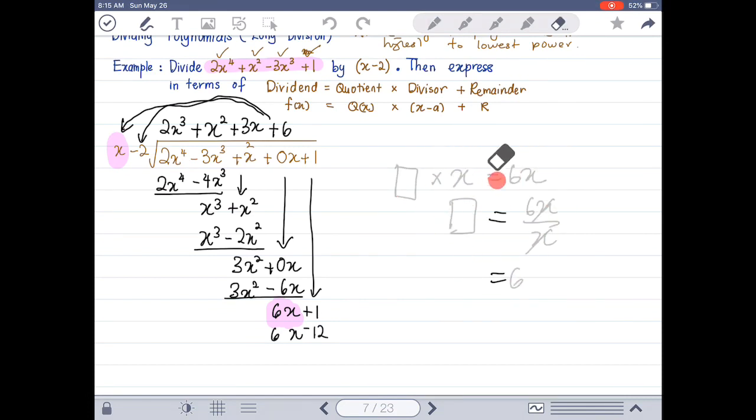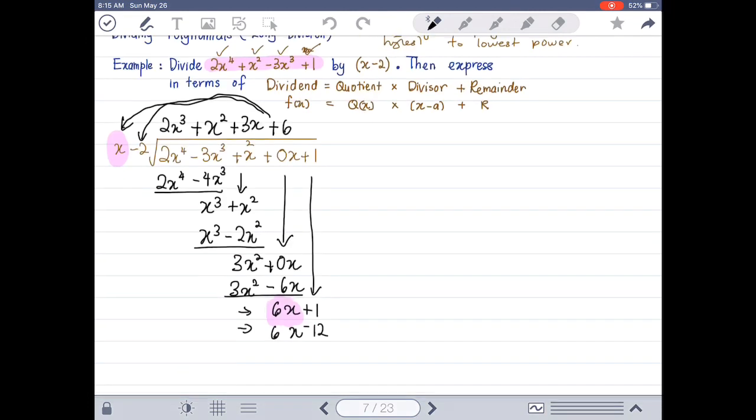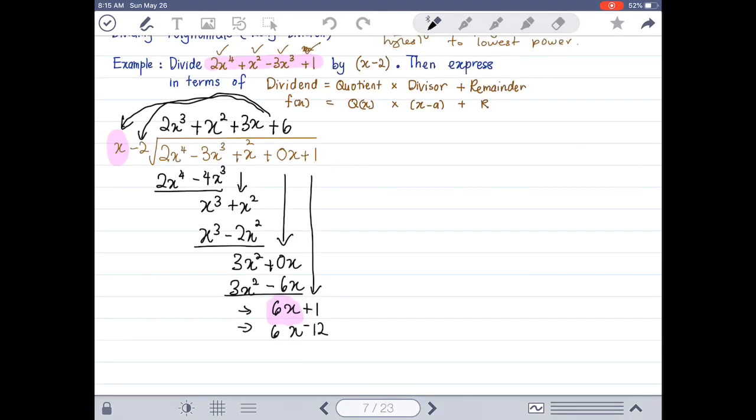Again, top minus bottom. Here, top minus bottom. So 6x minus 6x, you'll get 0. But we don't write 0. 1 minus minus 12 is just 1 plus 12, which equals 13. So the remainder is just equal to 13.